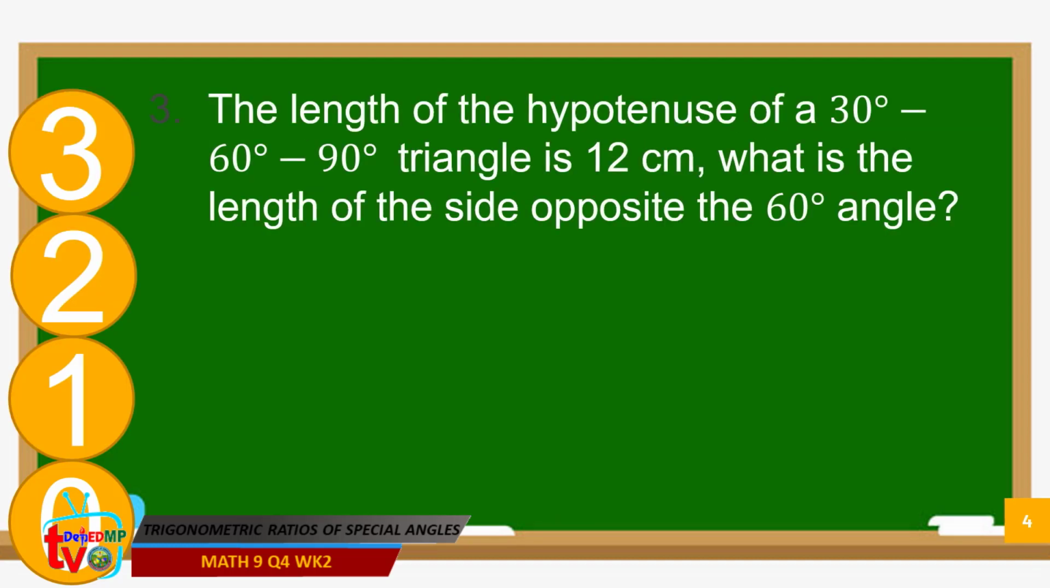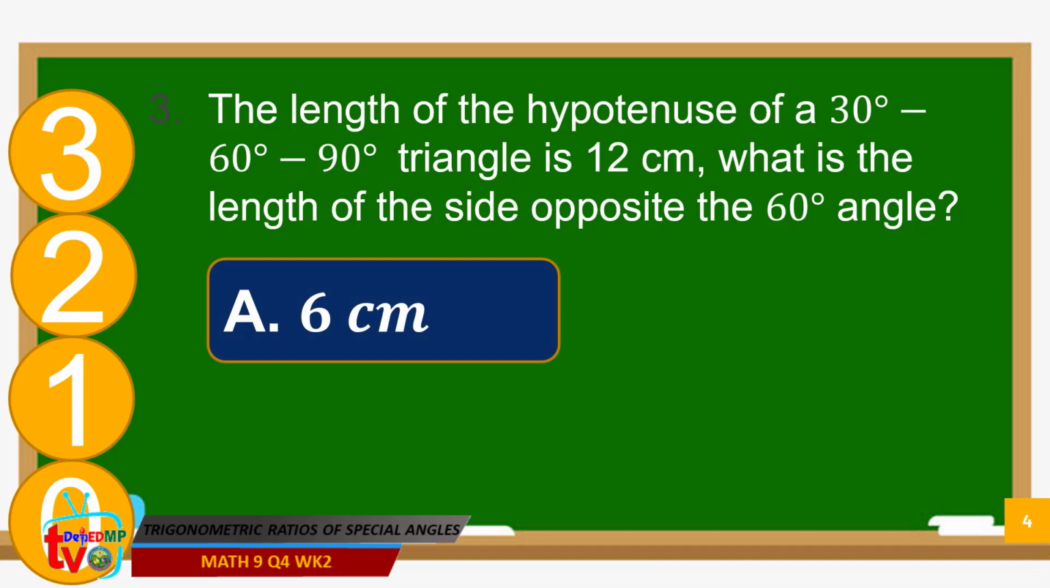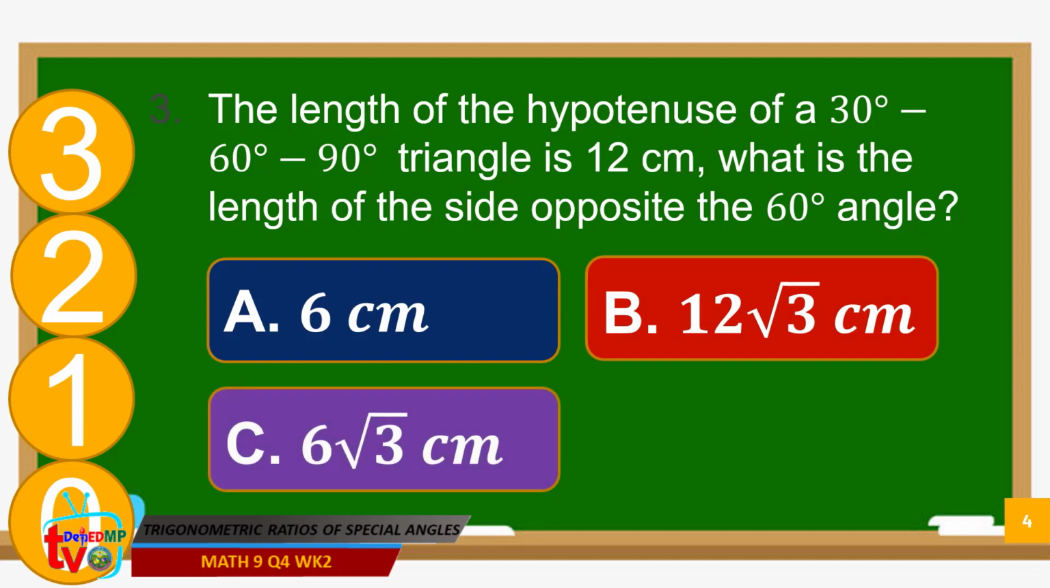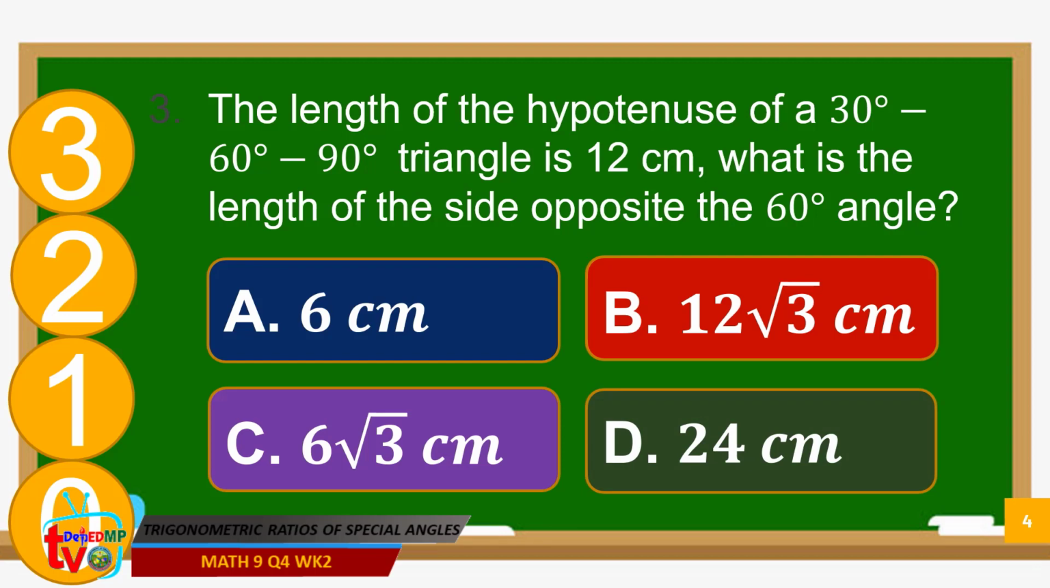Third question. The length of the hypotenuse of a 30-60-90 triangle is 12 centimeters. What is the length of the side opposite the 60-degree angle? A. 6 centimeters. B. 12 square root of 3 centimeters. C. 6 square root of 3 centimeters. Or D. 24 centimeters.